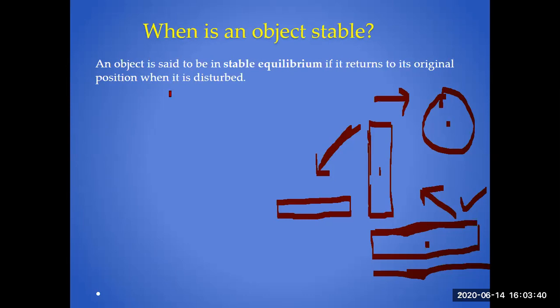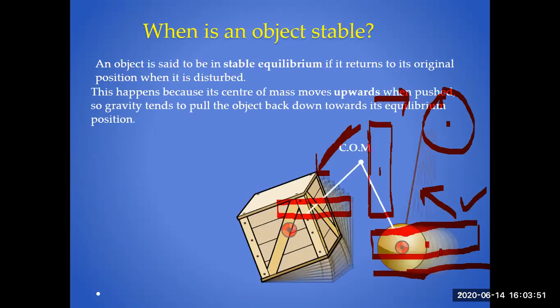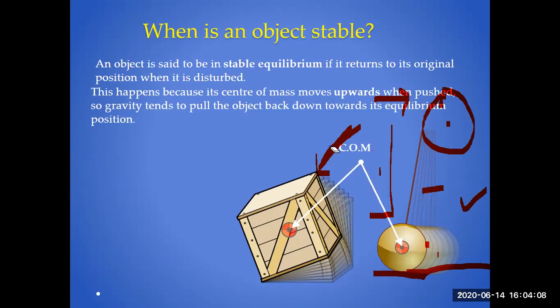Now let's come back. An object is said to be in stable equilibrium if it returns to its original position when it is disturbed, like this one. These are different examples. So let's first remove the annotation which I have made. So here it is. These are the examples which I have already explained. Now let's see the figures again.